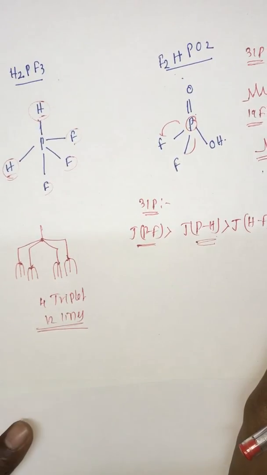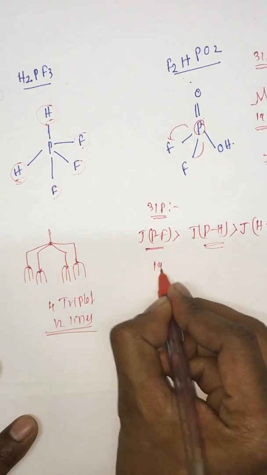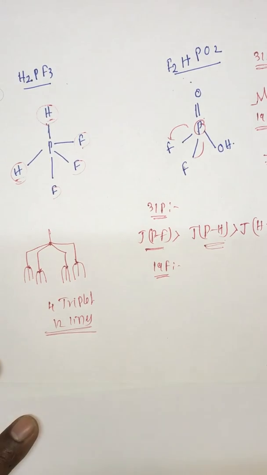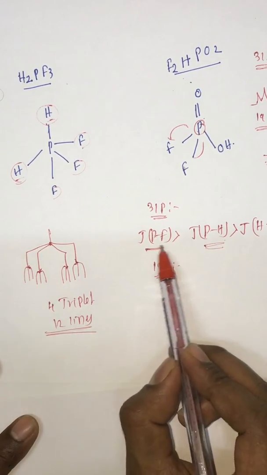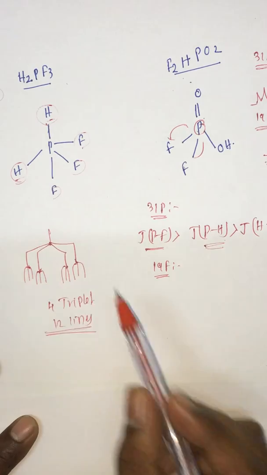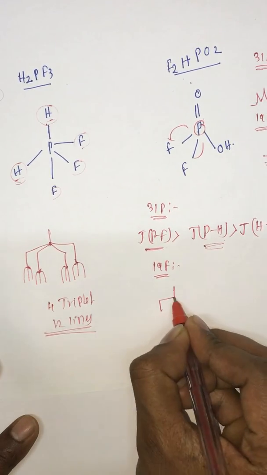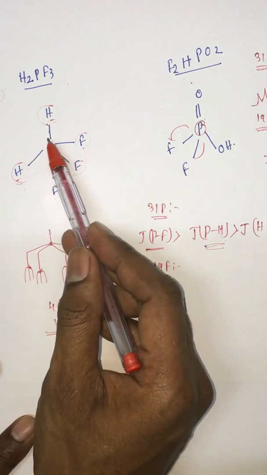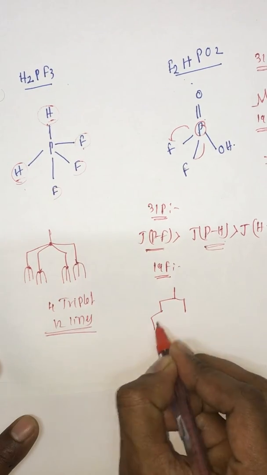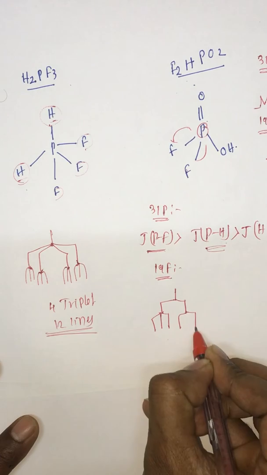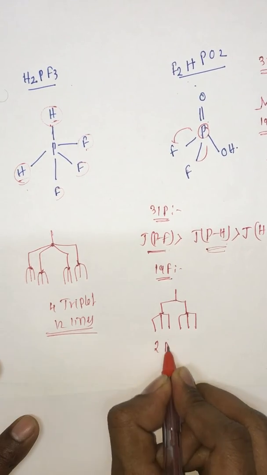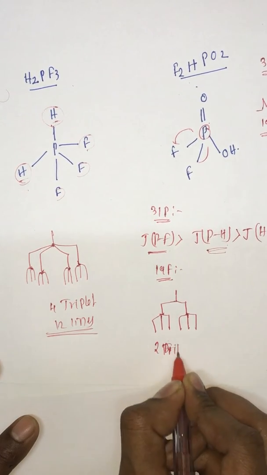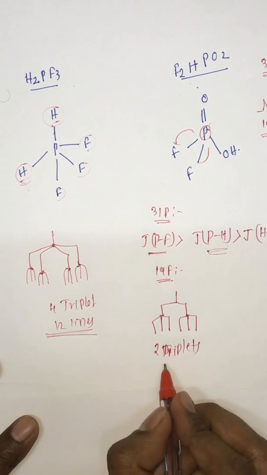And whereas if we go for 19F NMR spectra, first fluorine couples with phosphorus. How many phosphorus are there? Only one phosphorus, so we'll get a doublet. And now further fluorine couples with the hydrogen. How many hydrogens are there? Two hydrogens, so each doublet will split into three lines. So here we'll get two triplets or six lines.